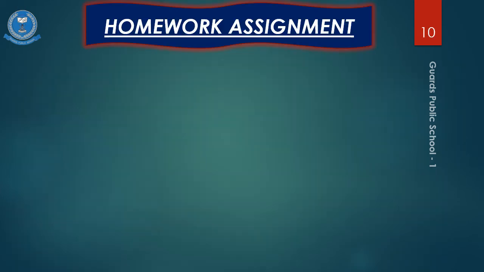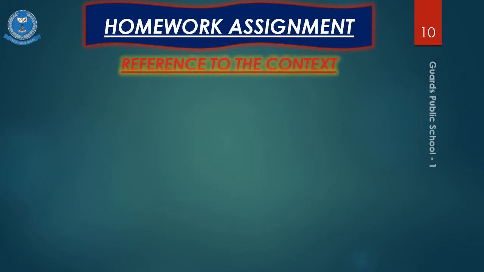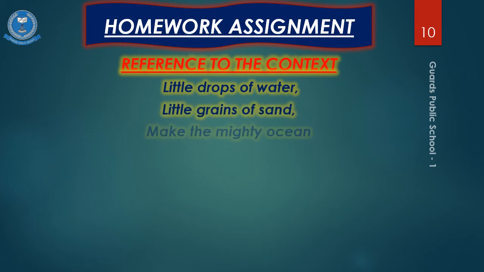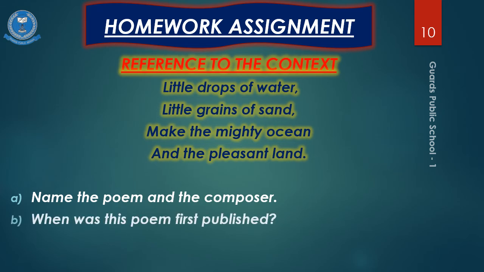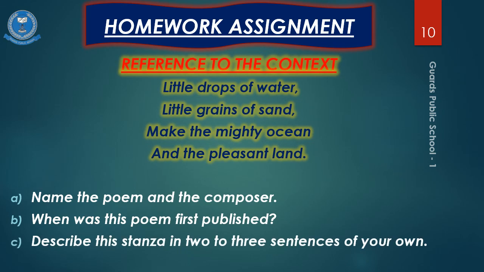Based on the explanation of the poem, here is your homework assignment, which is reference to the context. The first stanza is little drops of water, little grains of sand, make the mighty ocean and the pleasant land. Now, here are the questions which you have to answer according to the explanation given in today's lecture. First, name the poem and the composer. Second, when was this poem first published? Third, describe this stanza in 2 to 3 sentences of your own.